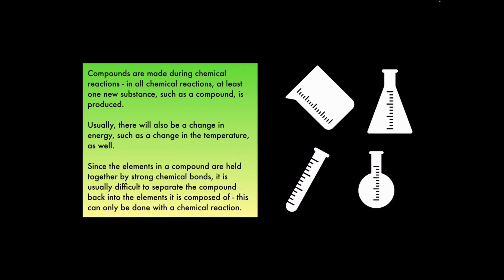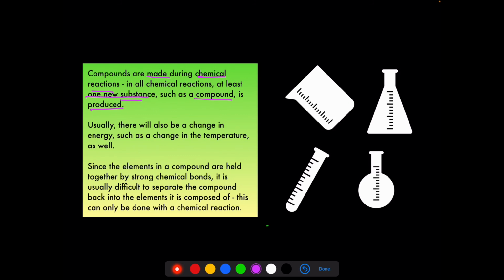So now, let's move on to more about compounds. Compounds, as you can see here, are made during chemical reactions. So what happens in chemical reactions? At least one new substance, such as a compound, is produced. I can't just take sodium and let it stay there for 5 seconds and then say, oh, it's reacted to produce sodium. No. Sodium is just there. It doesn't react. Reaction means a new substance is produced.